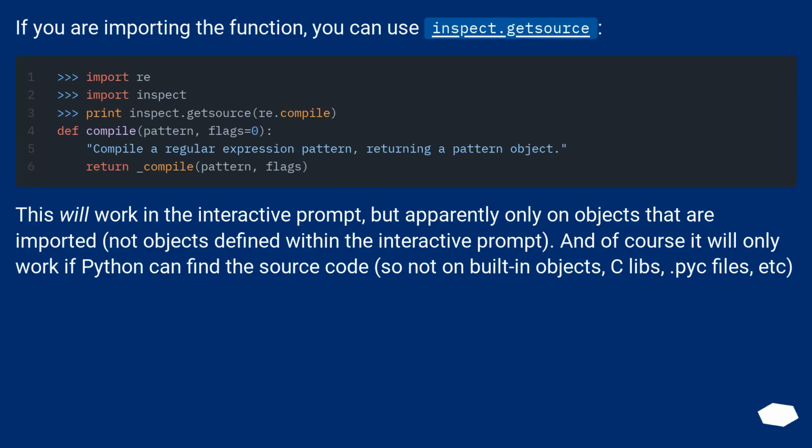If you are importing the function, you can use inspect.getsource. This will work in the interactive prompt, but apparently only on objects that are imported, not objects defined within the interactive prompt. And of course it will only work if Python can find the source code, so not on built-in objects, C libs, pyc files, etc.